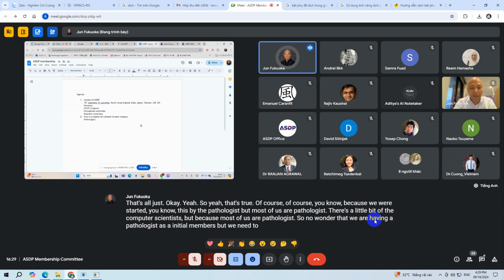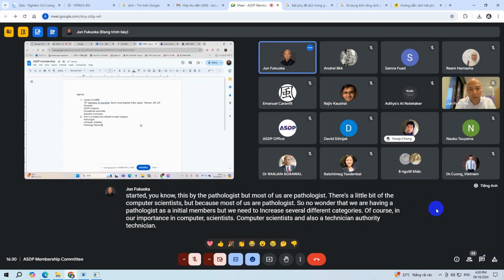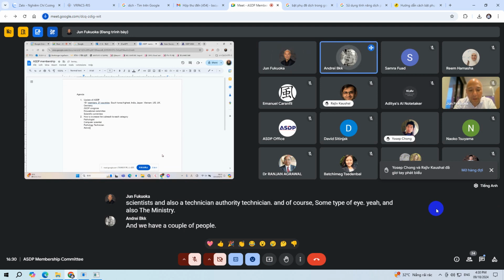But we need to increase several different categories. Of course, importantly computer scientists, and also technicians, pathology technicians, and so on. Yeah, and we have a couple of people in the queue to add something along that line.